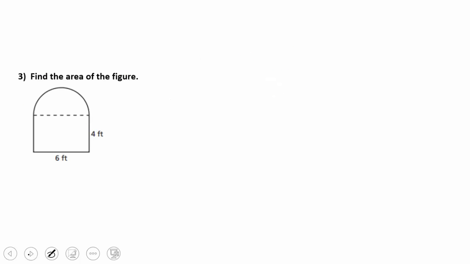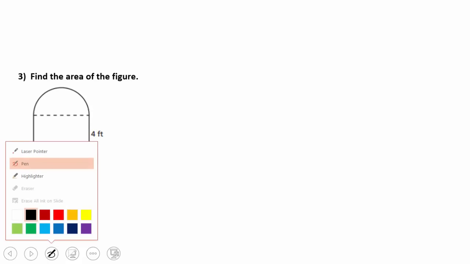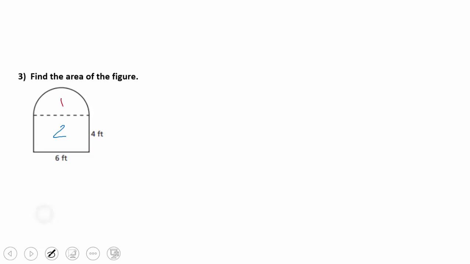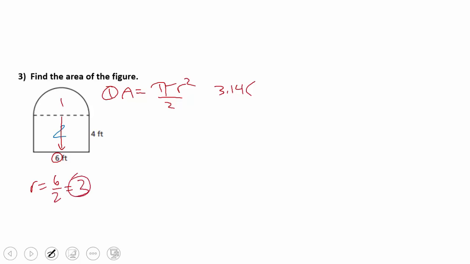Moving right along, finding the area of this figure. Once again, they've made the shapes for us, so I'm just going to number them. Number 1 is the semicircle. We just learned about that. So number 1 is going to be pi times the radius squared divided by 2. That's 3.14 times the radius. The dotted line is the diameter, and that's the same length as down here. So my radius is 6 divided by 2, which is 3. So 3.14 times 3 squared, which is 9, divided by 2.